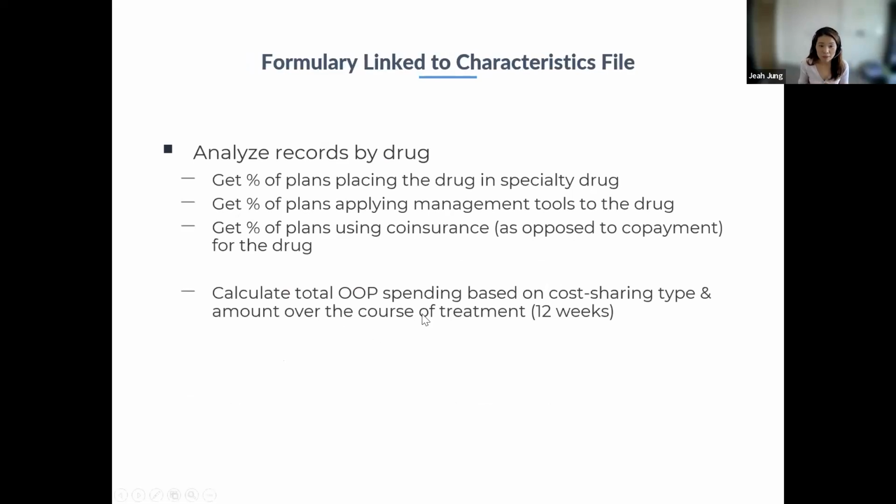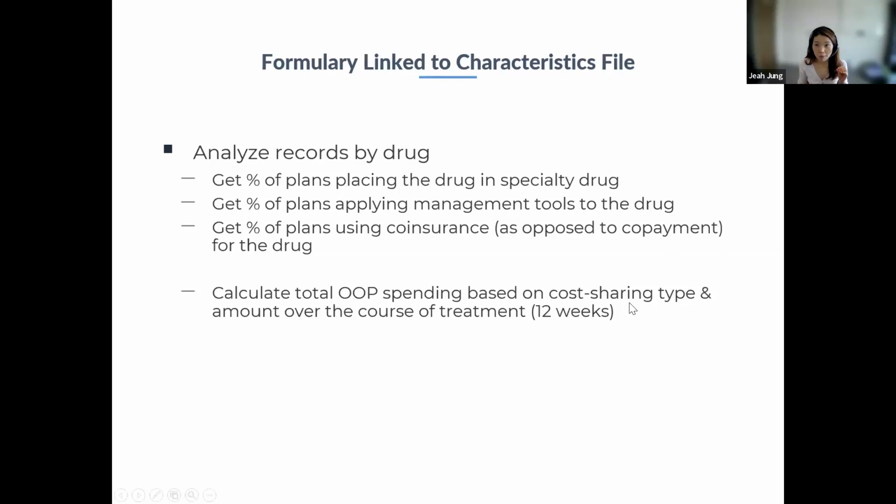And then the final step here needs a little work. You want to calculate the total out-of-pocket spending based on cost sharing type and the course of treatment. This is easy. It's all 12 weeks of treatment, and usually cost sharing information is for every 4 weeks. So you're going to have three fees, right? So 3 times 4 weeks of treatment for each fee.